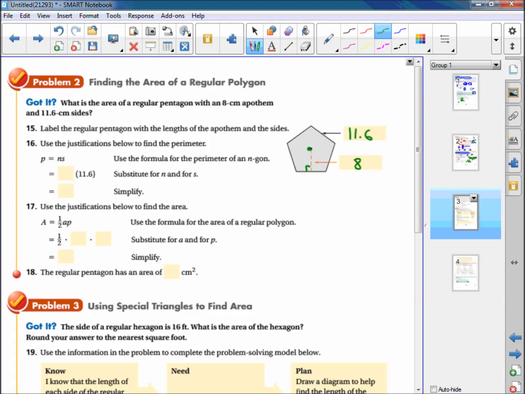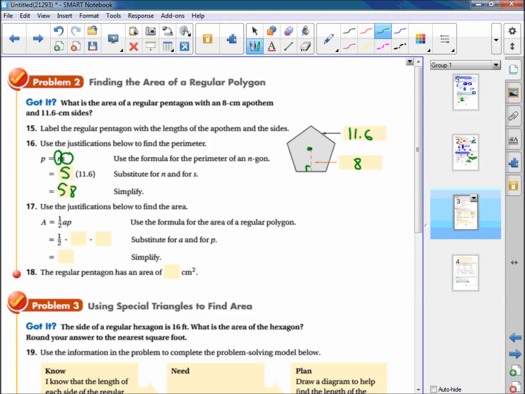Use the formula for the perimeter of an n-gon. Okay, so n times s. Well, that's side length of n. How many sides do we have, which in this case is 5, times one of our side lengths, which was 11.6. So 5 times 11.6 will give us a perimeter of 58.